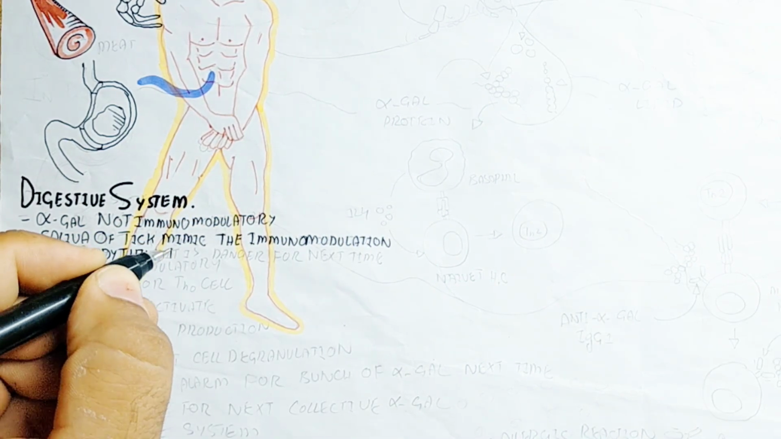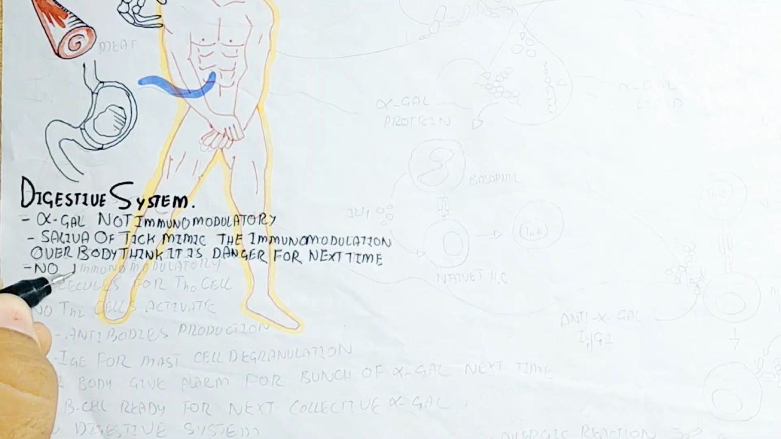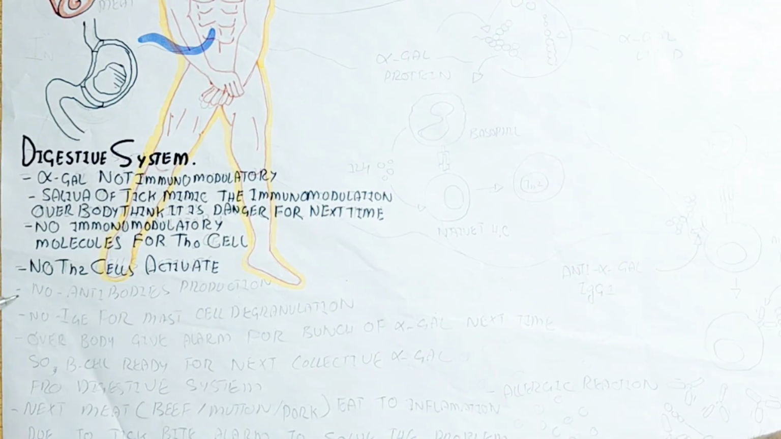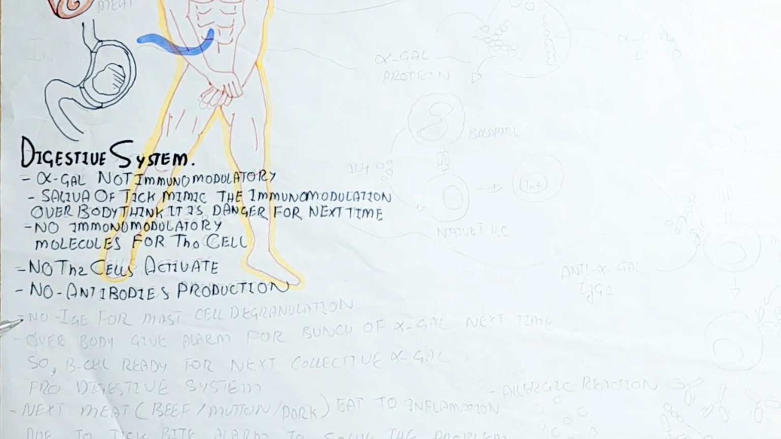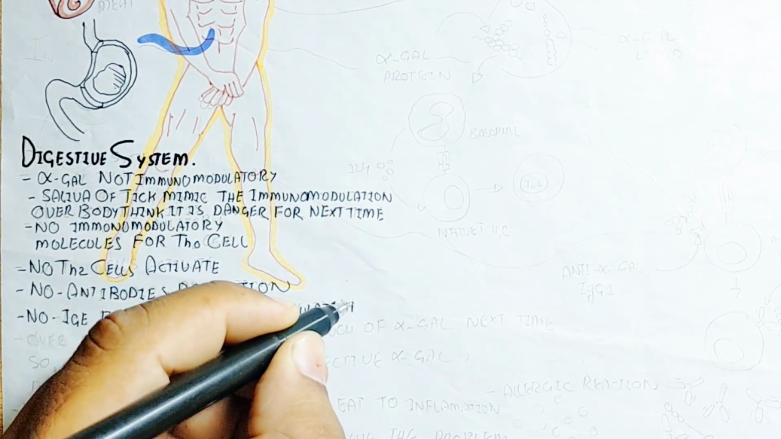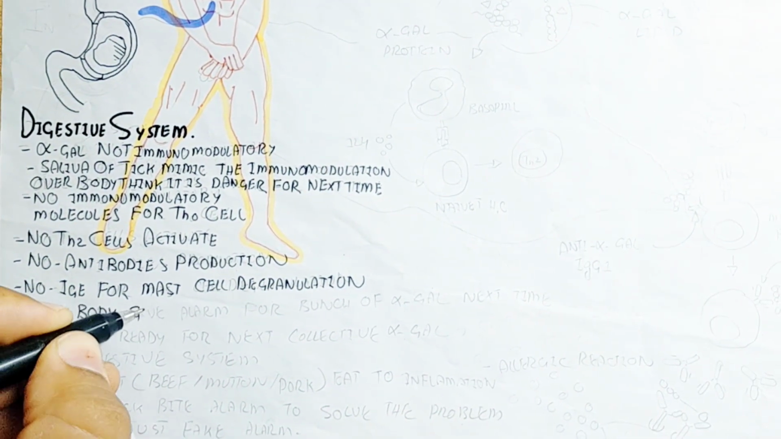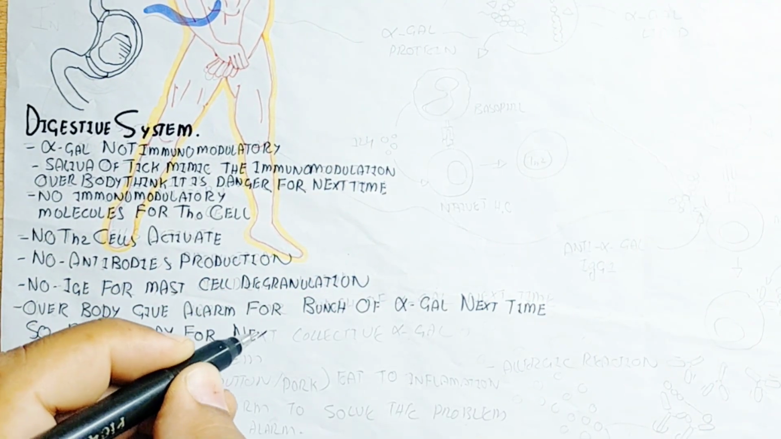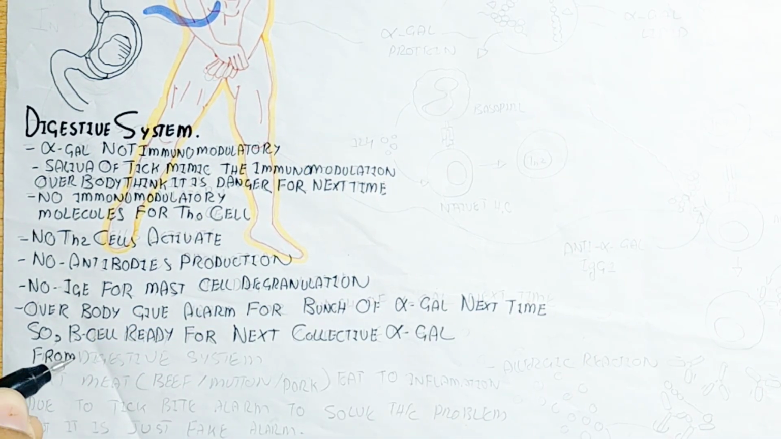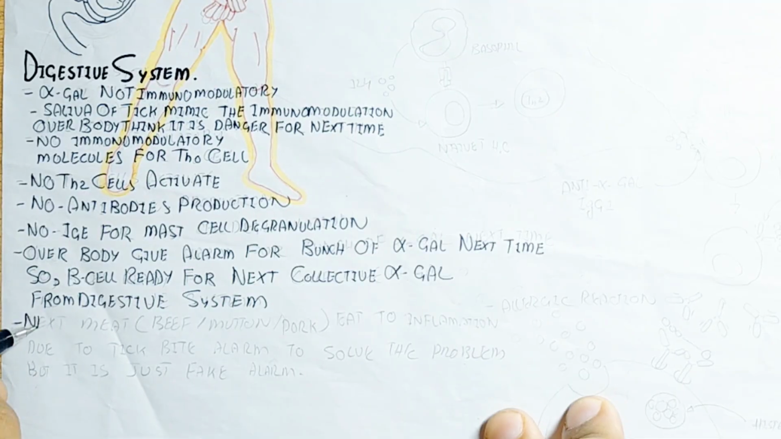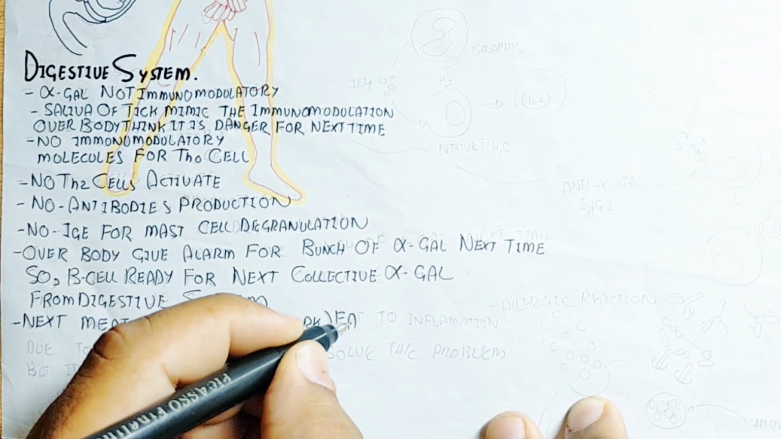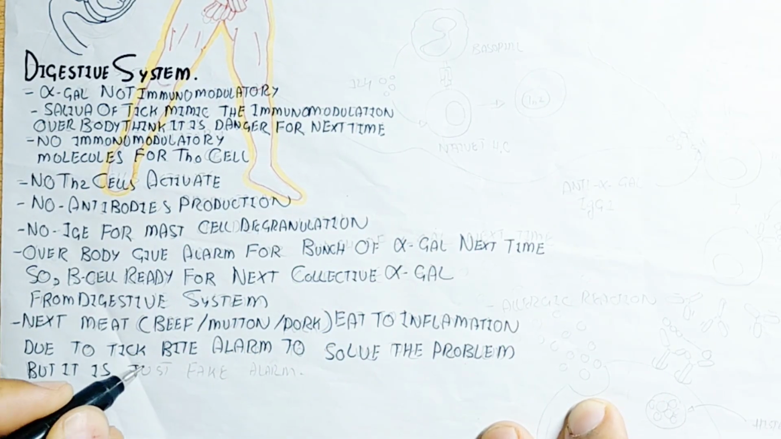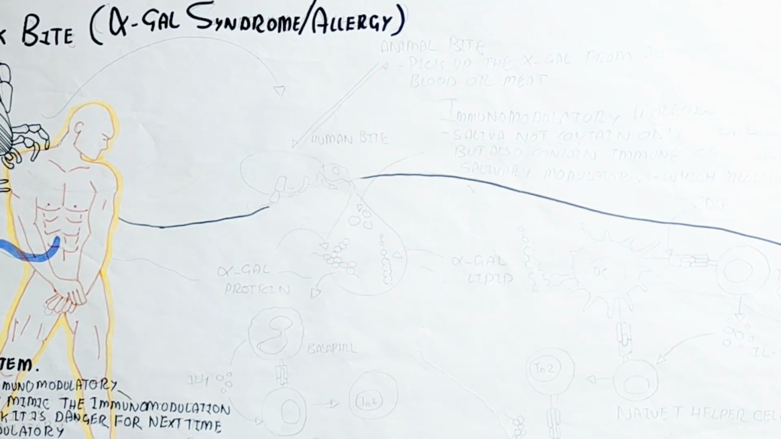Our body thinks it is danger for next time. No immunomodulatory molecule for T helper 0 cell, no T helper 2 cell activated, no antibody production, no IgE for mast cell degranulation. Our body gives an alarm for a bunch of alpha gal next time if the tick bites. So B cells are ready for the next collective alpha gal from the digestive system if a bite occurs, otherwise there is no problem. Next time eating beef, mutton, or pork leads to inflammation due to the tick bite. The alarm is meant to solve the problem, but it is just a fake alarm.